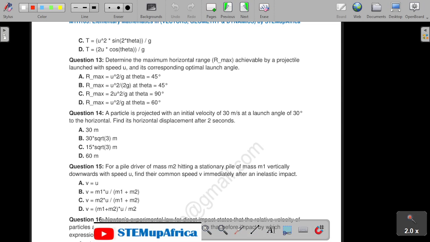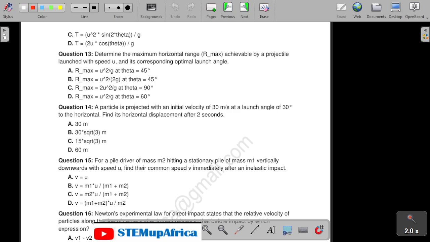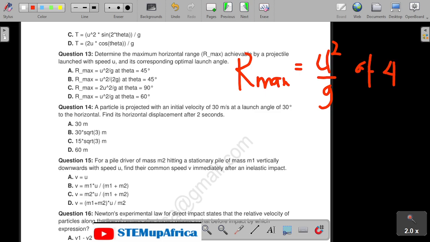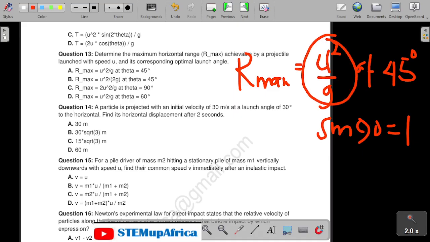So let's see question 13. Maximum range, R max, is u square over g. Then at what angle? At 45 degrees. For you to obtain maximum range, you must project the particle at 45. That will now give you sine 90, which will be 1. Then at the end of the day, you have u square over g, theta is 45. So option A is the correct answer.